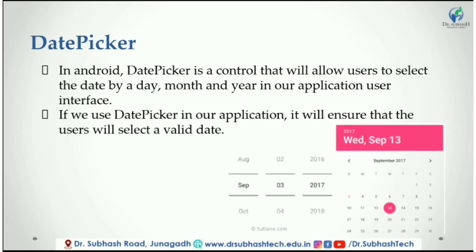In Android, date picker is a control that will allow the user to select a date by day, month and year in our application user interface. If we use date picker in our application, it will ensure that the user will select a valid date. Following is the pictorial representation of using a date picker control in an Android application.